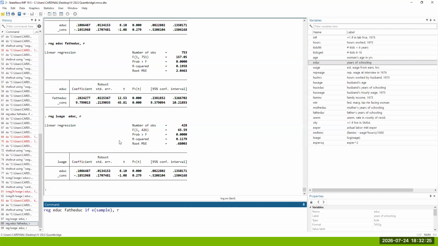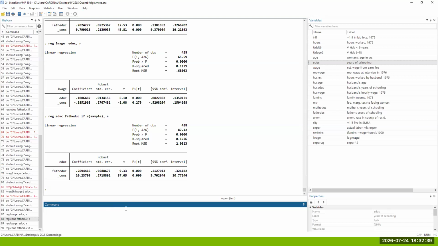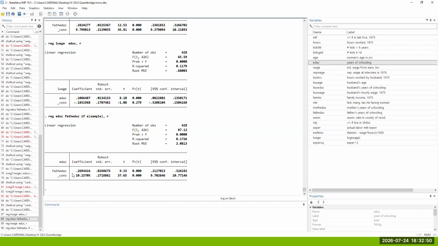In your practice, sometimes a reviewer will pick up on some of your estimations and say, why are your sample sizes different, especially if you are comparing estimates. So this is a nice way of restricting it. So we now have the father's education influencing the child's education, which is 0.269. This would be your first stage estimate that you report in your paper.